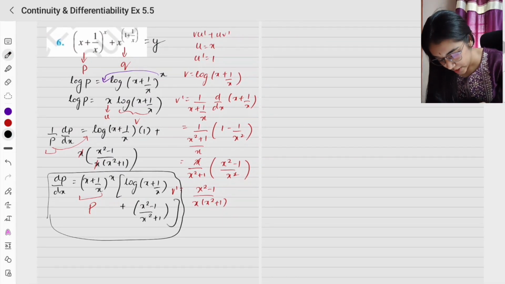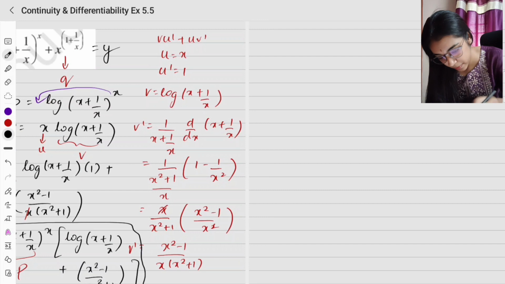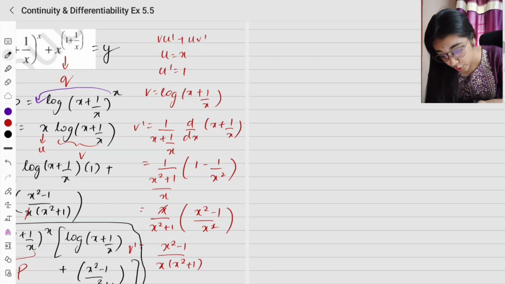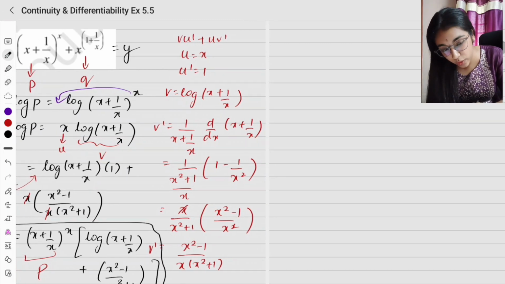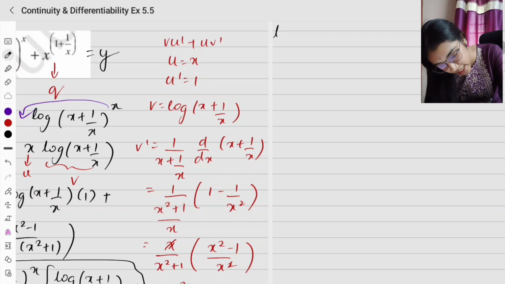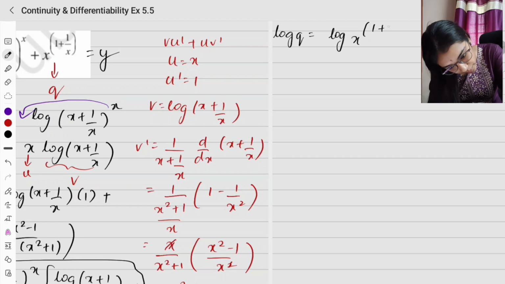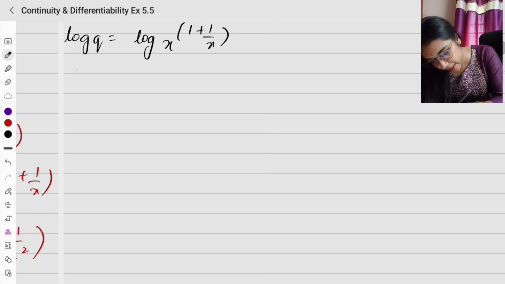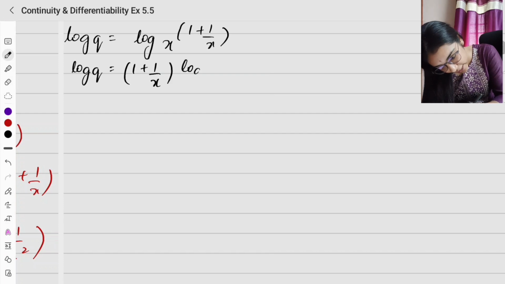Now q. So q is going to be x to the power 1 plus 1 by x. So taking log on both sides, I'll have log q equals log of x to the power 1 plus 1 divided by x. So when we take log on both sides, what happens? I'll have log q equals, the power comes down, so 1 plus 1 divided by x times log x.